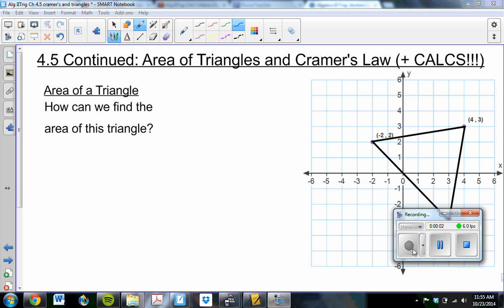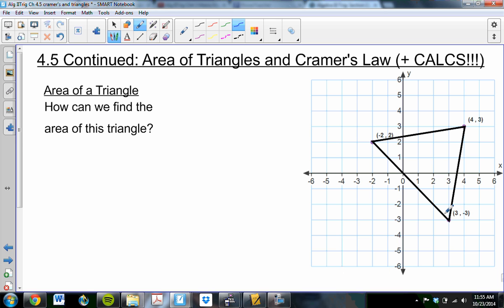This is a video on Chapter 4, Section 5. Again, it's going to be finding areas of triangles using Cramer's rule, and eventually talking about how to use calculators.